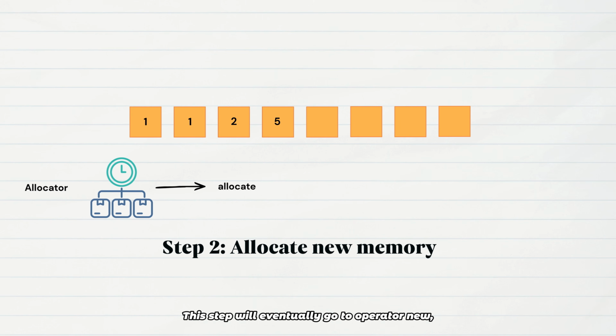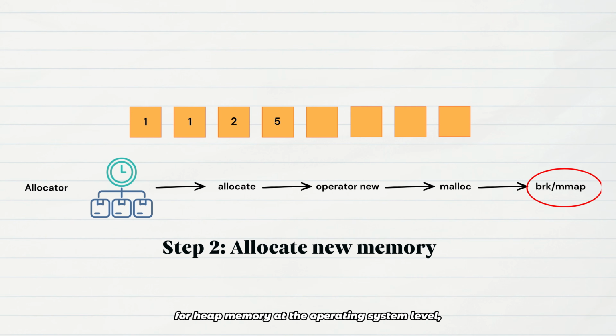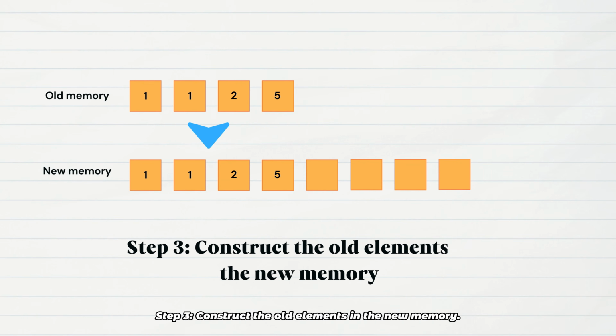This step will eventually go to operator new, then to malloc, and finally to the system call brk or mmap. That is to say, the expansion of vector is essentially applying for heap memory at the operating system level, which itself has a certain overhead. Step 3. Construct the old elements in the new memory.